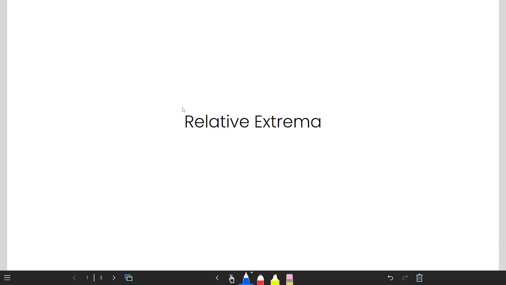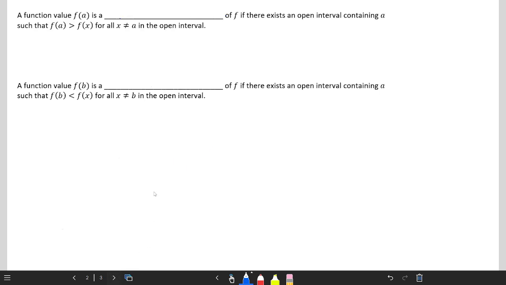In this video, we'll be discussing relative extrema. Some books use the word local instead of relative, so if you've heard of local extrema before, that's the same thing. So we have two definitions here. We have two types of relative extrema that we'll be discussing. The first one is a relative maximum.